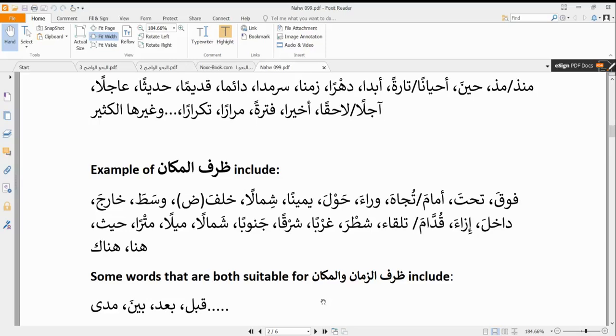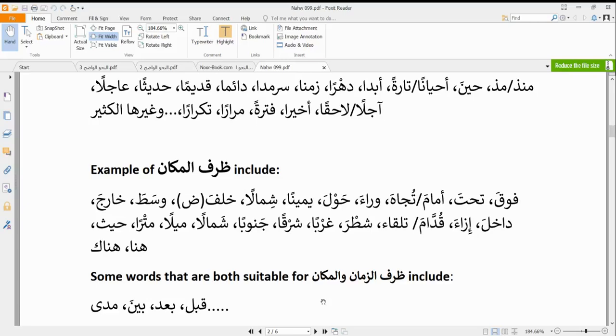Haythu, where. Haythu is like just like we have if, which tells us when. Haythu can also means where. For example, if I say haythu kana, wherever it is or wherever it may be. Huna means here, and hunaka means there. So these are our examples of zuruful zaman, and these are our examples of zuruful makan.